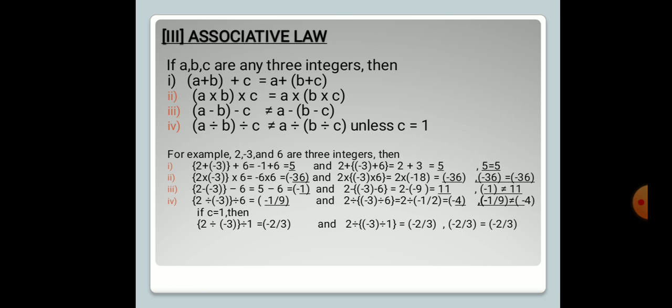Then third one, subtraction. (a − b) − c is not equal to a − (b − c). So 2 minus 3 is minus 1, wait, 2 minus minus 3 that is 5, minus 6. 5 minus 6 is minus 1. And 2 minus the second and third subtracted, that is minus 3 minus 6 is minus 9. So 2 minus minus 9 is 11. So minus 1 and 11 is not equal. So (a − b) − c is not equal to a − (b − c).